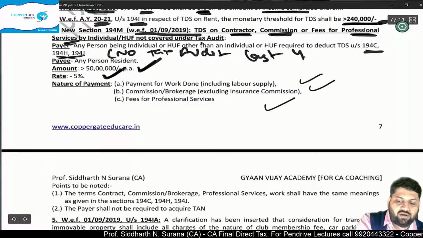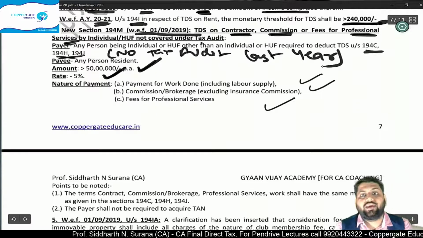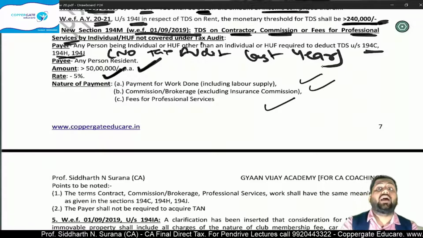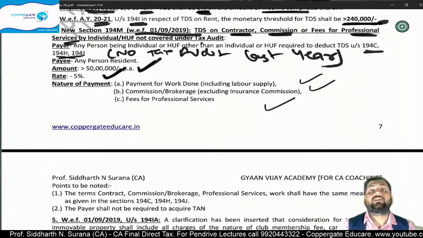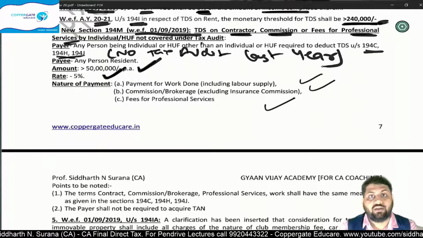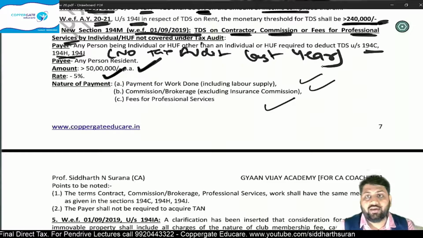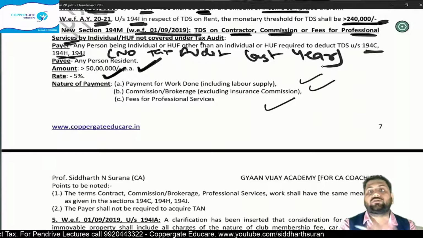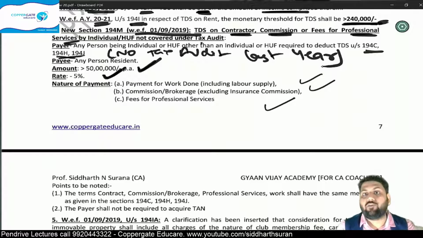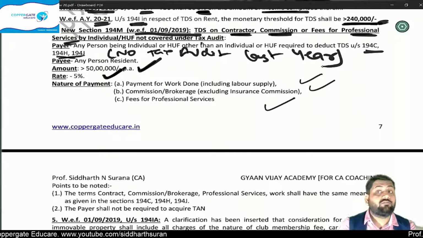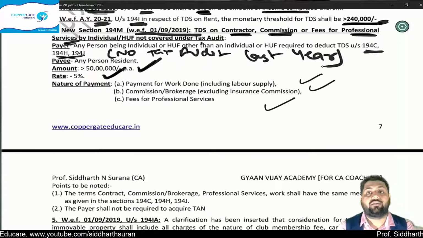For example, a salaried employee will never have a tax audit. If a salaried employee is paying 60 lakh rupees for construction of his residential house, 60 lakh is a huge amount. But because he is a salaried employee, he will never get the chance to deduct TDS. Or supposing you have paid a doctor 60 lakh rupees for some operation, some plastic surgery or something. That is a huge amount, but you will never get TDS deduction under 194J.